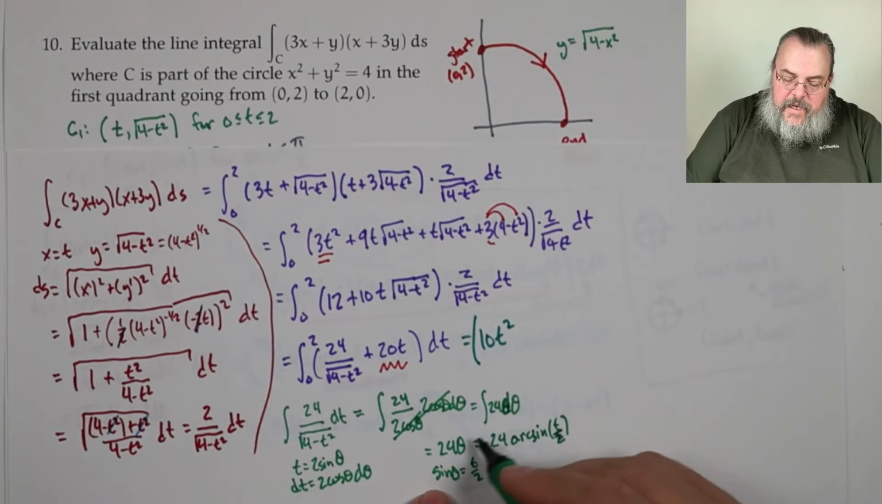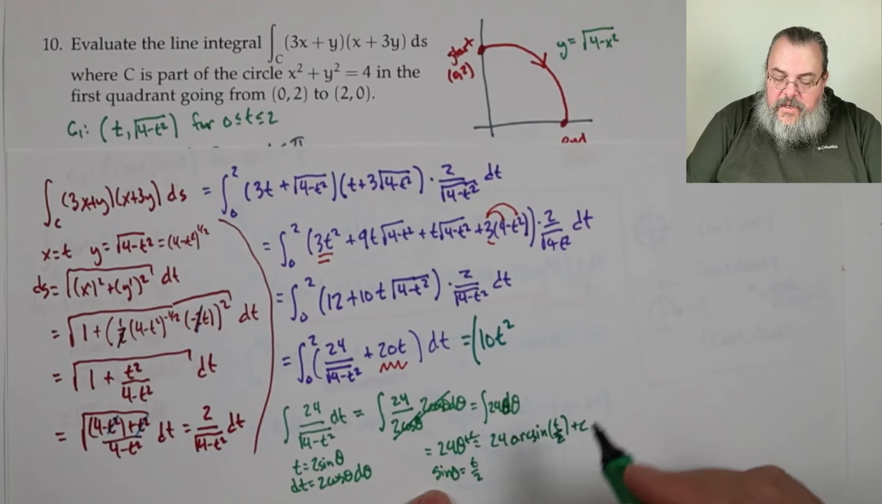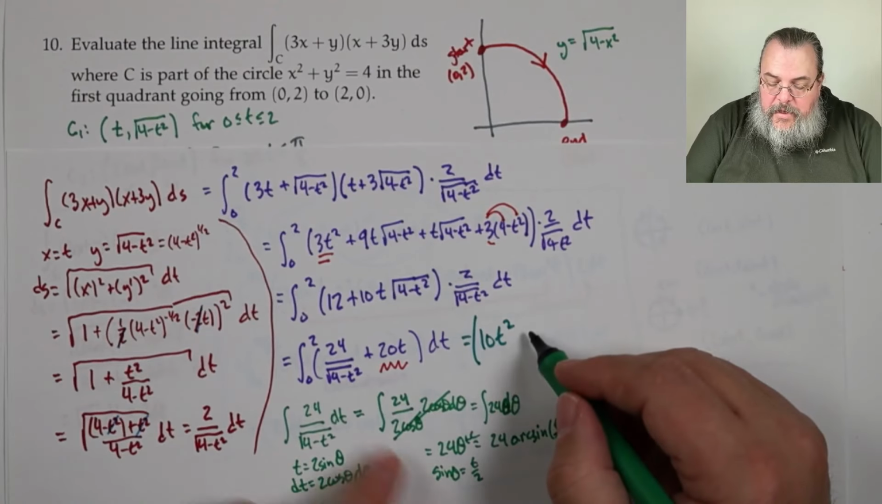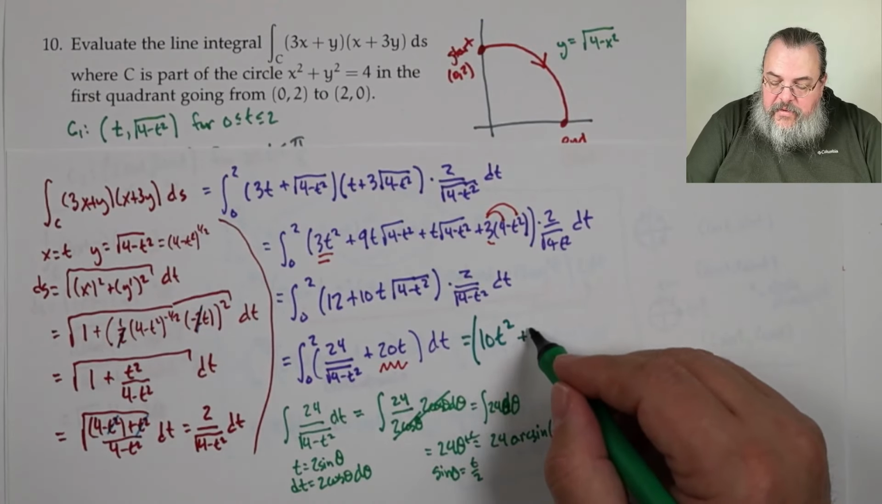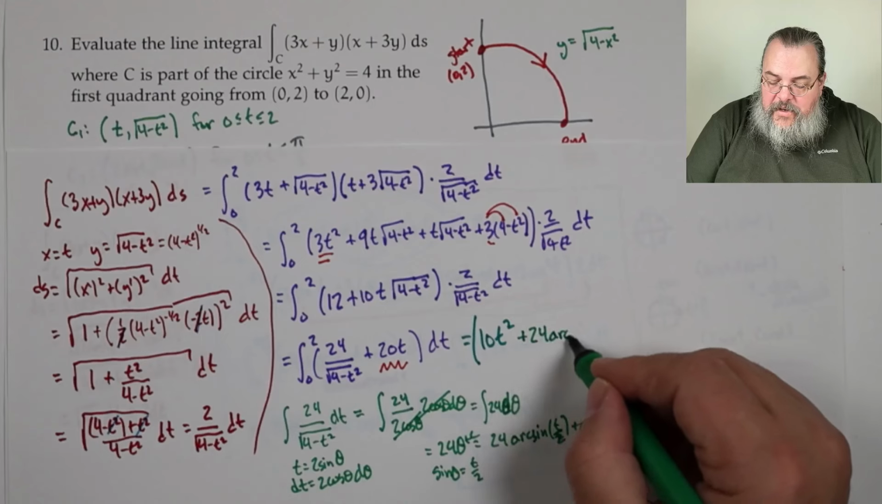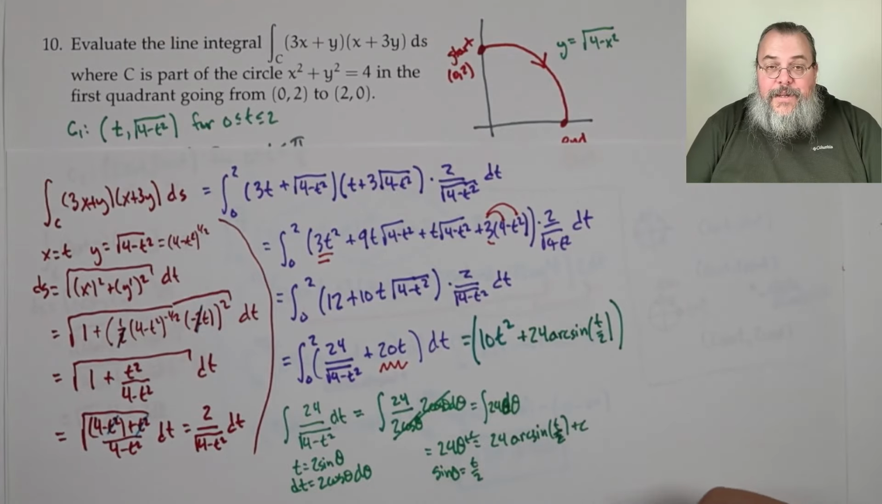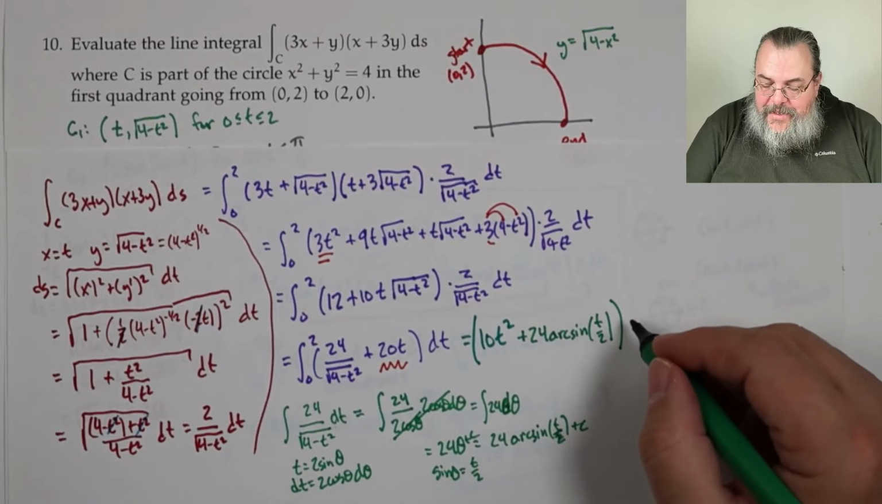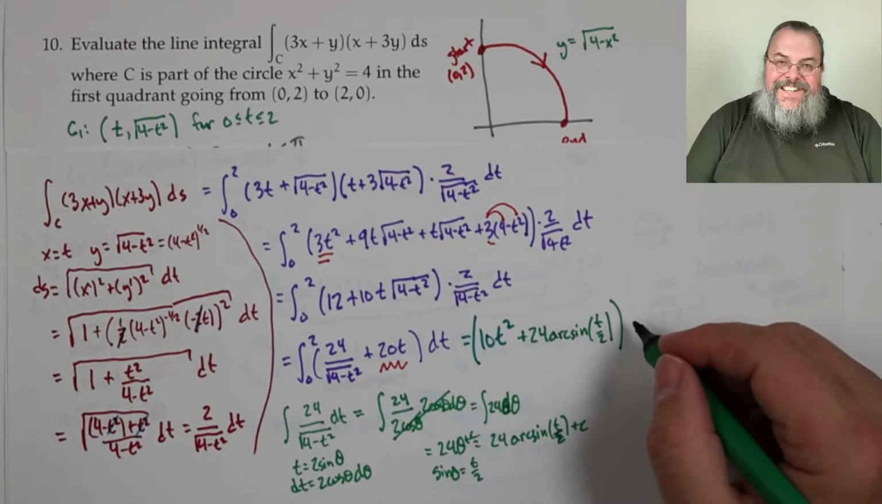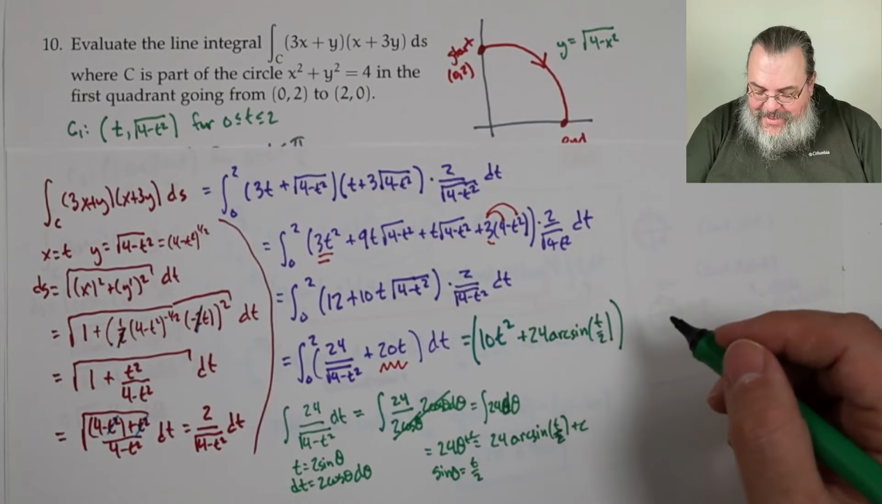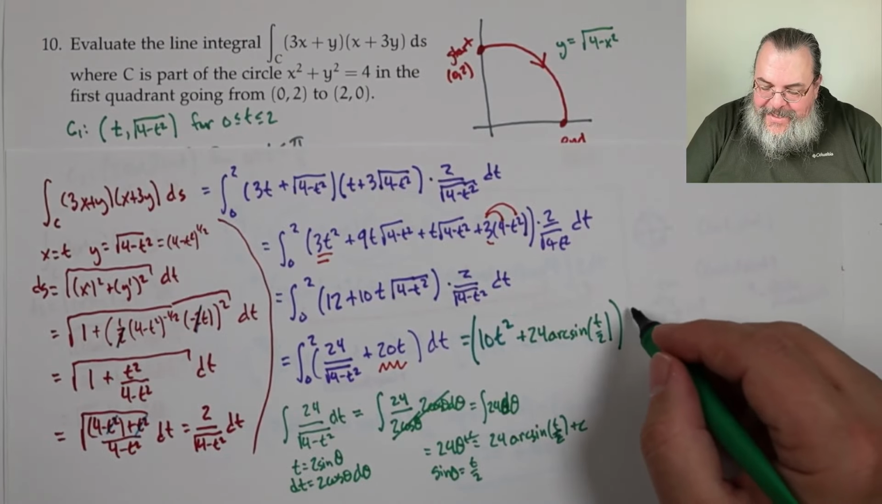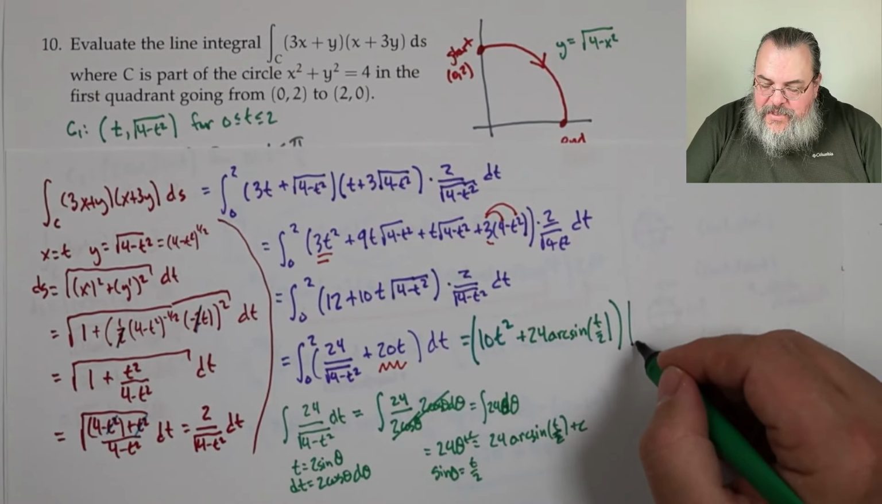And I forgot to add in a plus C, but that's the indefinite integral. Here we're doing a definite integral. So plus 24 arc sine of t over 2. Walk down memory lane, back when we cared about arc sine. We always cared about arc sine. Come on. All right, evaluate that from 0 to 2.